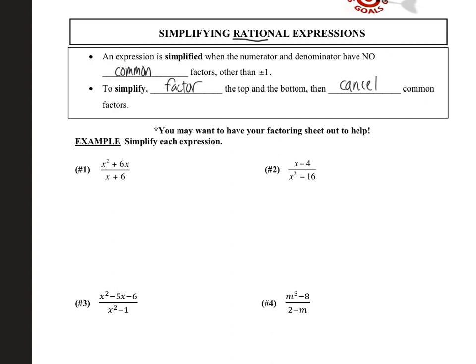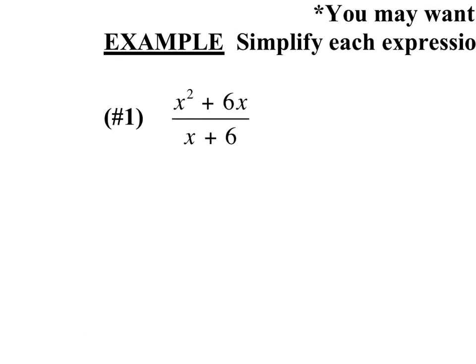So let's talk about this here. Number one, we have x squared plus 6x all over x plus 6. The first thing we need to do is factor the top and bottom expressions as best we can. Is there a GCF we can pull out of top or bottom? On the top, we can pull out an x. They have a GCF of x. Remember, a GCF, or greatest common factor, is the biggest number and the smallest exponent that they both have in common. So I can pull out an x, and when I divide by the x, I'm going to have x plus 6 remaining all over x plus 6.